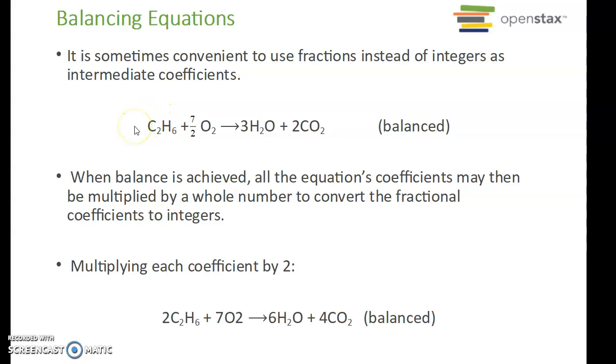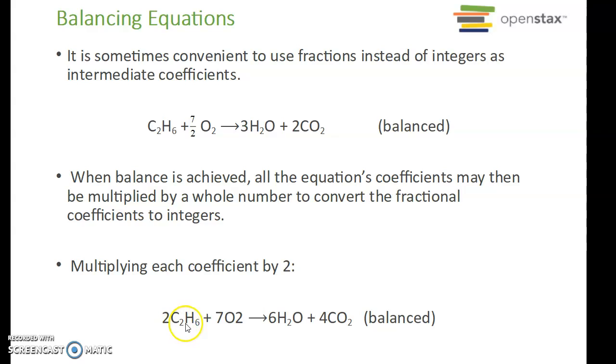But this is never the final endpoint. When your balance is achieved, all the coefficients have to be whole numbers, okay? So any fractional numbers here have to be converted to an integer. And that's done simply enough by multiplying everything through here by 2. So instead of a 1 here, you have a 2 here.